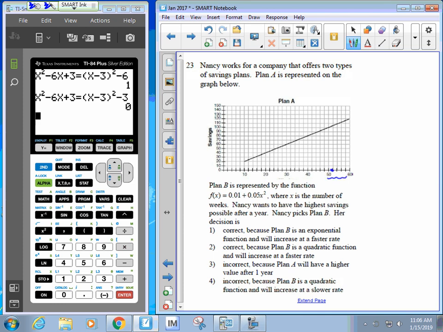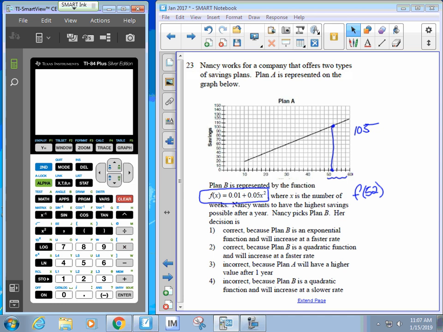So 52 is right here. And if I go up to the graph, it looks like we're landing a little bit above 100, maybe 105. So $105. I guess that's just dollars, not thousands of dollars, but $105. Now, if she picks Plan B, we have to see if, when we substitute in 52, f of 52 is bigger or smaller than the 105 that we see on the graph.